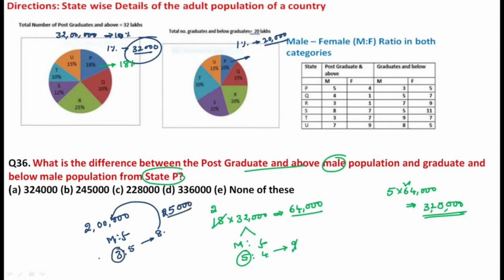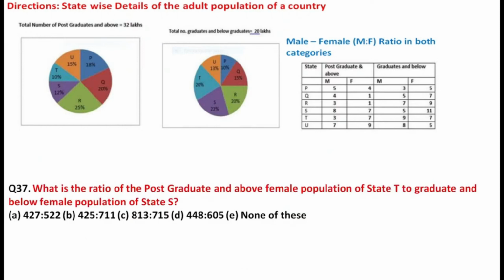Here the male value is 3 into 25,000, which is 75,000. Now you just find the difference of 3 lakhs 20,000 and 75,000. So 75,000 from 3 lakhs 20,000. Now the answer becomes 2 lakhs 45,000. So how we are taking the data is most important for solving these questions in data interpretation.